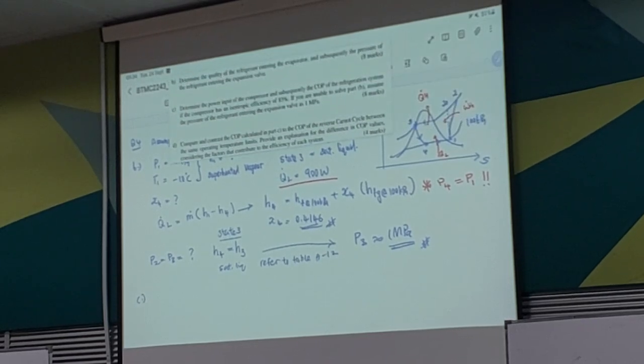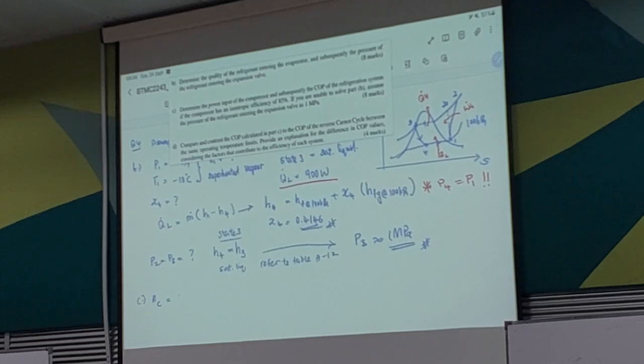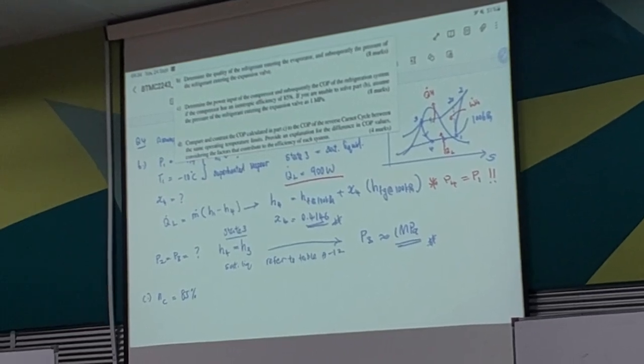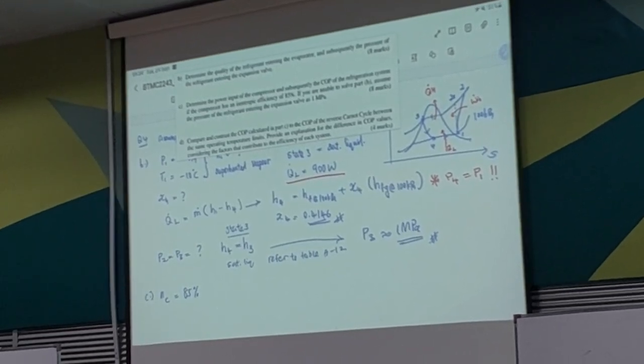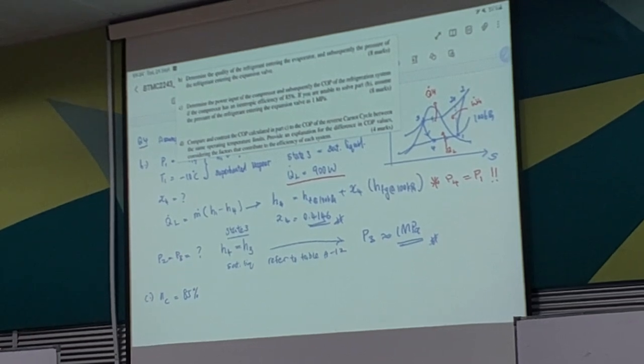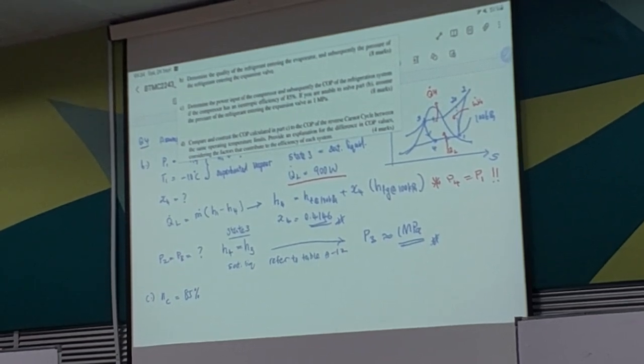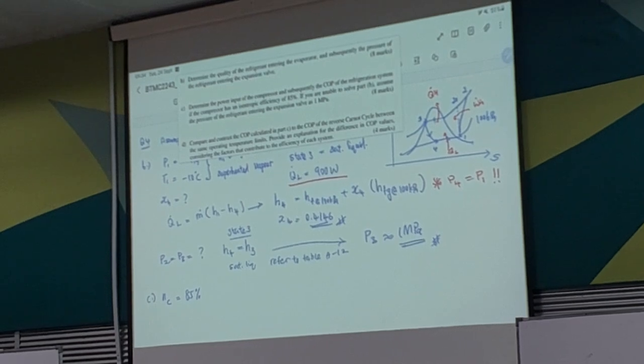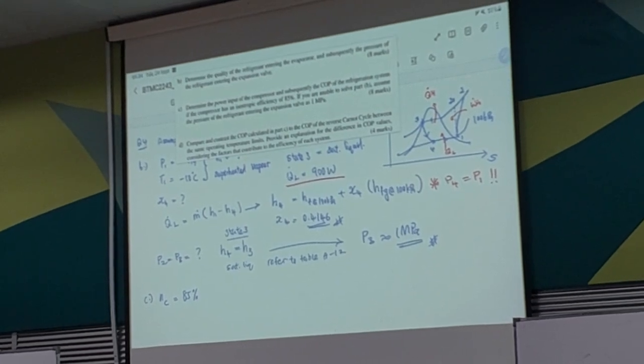Okay, so now you need to find out what is the power input of the compressor. You are given the efficiency of the compressor as 85%. And you need to find out the COP. So to find the power of the compressor, what you need here is, what do you need?